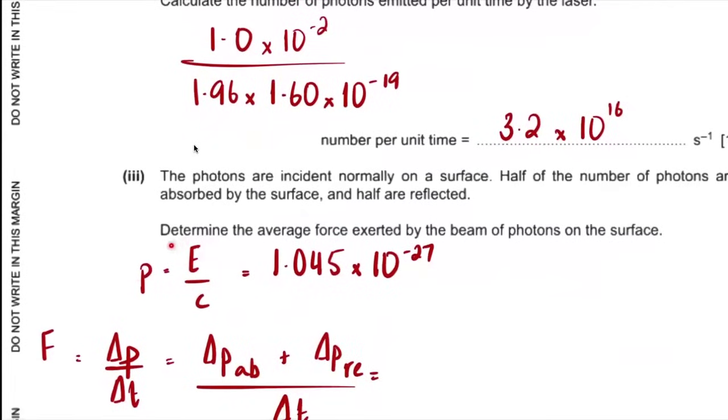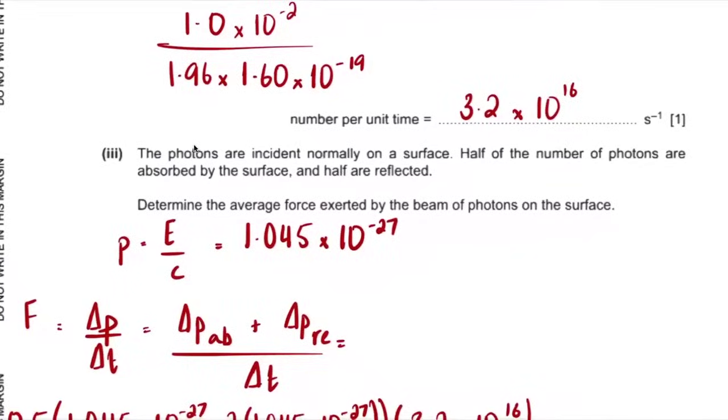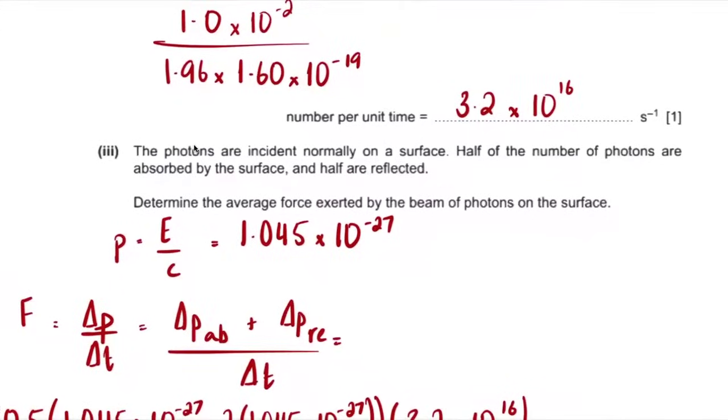And for p, you have to use this equation, that p equals E over c, right? So energy is given and c is the speed of light. So the momentum of these turns out to be this value, 1.045 into 10 to the negative 27 kg meters per second. Now, when we talk about the change in momentum, we say that half of these are absorbed and half of these are reflected, right?